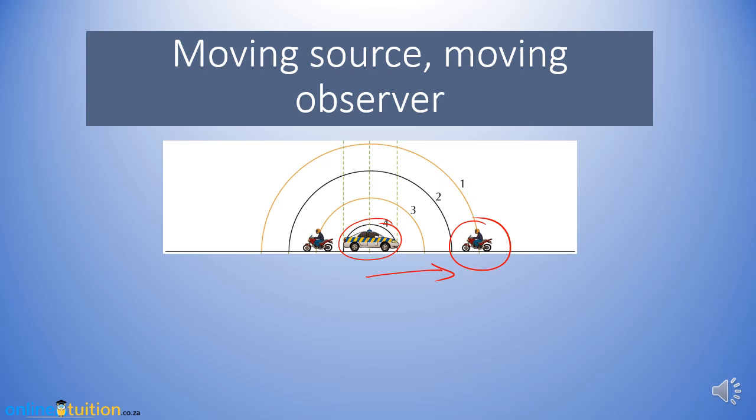Will the sound waves bunch up or will they spread out? Bunch up. Will the frequency be higher? Of course. So the car is also moving away from the second bike. What do you think is going to happen to the distance between the second bike, the bike on the left, and the car? That distance is going to increase. That's easy, man. And if the distance increases, the waves are going to spread out. We know that if the waves spread out, the frequency must decrease and the pitch would decrease accordingly.